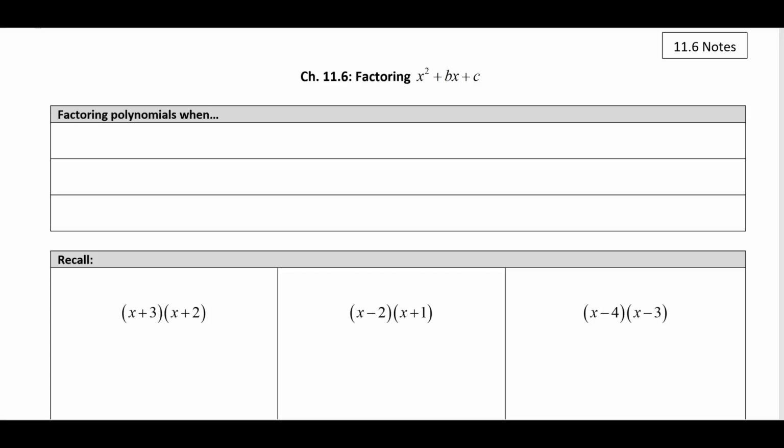In the previous lesson, we looked at factoring by factoring out the greatest common factor. Today, we're going to look at another type of factoring. So we are going to be factoring polynomials when three things are true. The first item is that the degree is going to be 2.